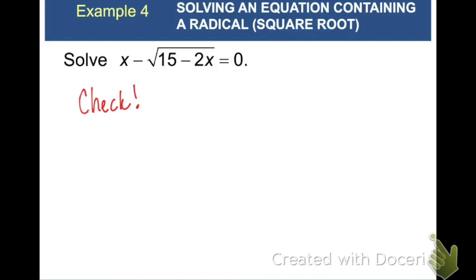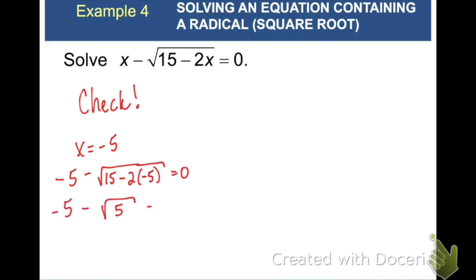We always need to make sure that we're checking our answers because sometimes we find answers that are called extraneous. Whenever we solve the equation, it looks like there might be an answer, but when we go back to check, we find out that it's not actually an answer that works. So we're just going to start by taking our negative 5 and plugging it back into the equation and seeing if we get a true statement or not.